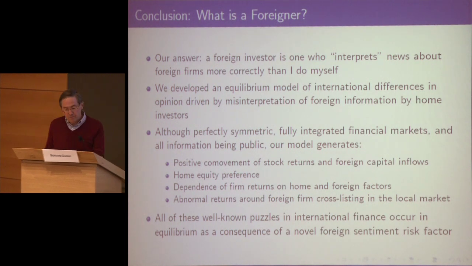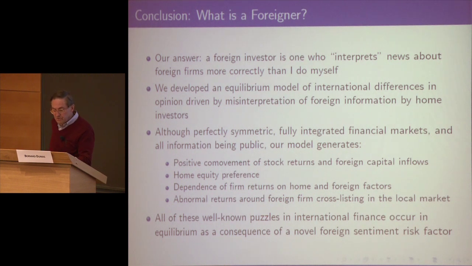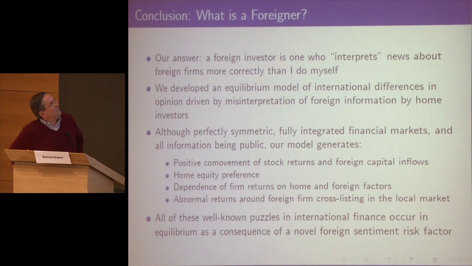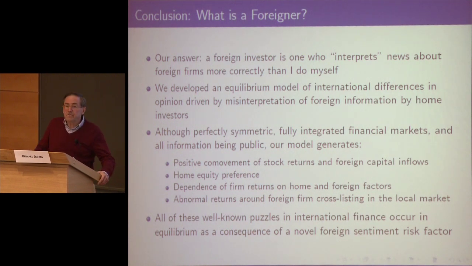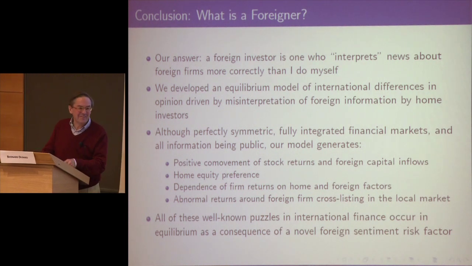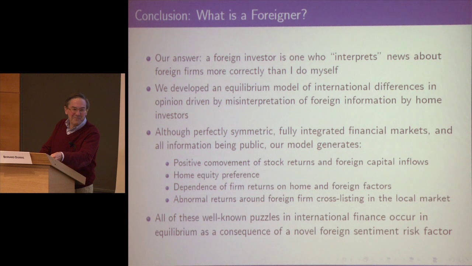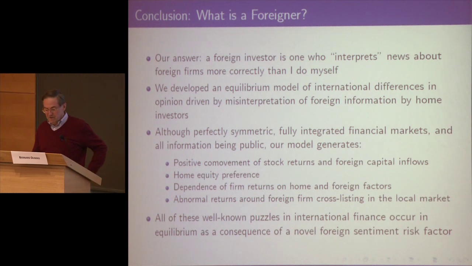And so we have developed an equilibrium model of international differences in opinion driven by this misinterpretation of foreign information by home investors. And although the markets were perfectly symmetric, fully integrated, and all information was public, we have been able to explain 4 major empirical puzzles, and they all occur as a consequence of this novel risk factor that we call the foreign sentiment risk factor. Forgive us if you don't like the terms, but the math is perfectly well defined. The language may seem loose, but you need to give a name to things. But the math is there, and it's a completely explicit model in closed form.